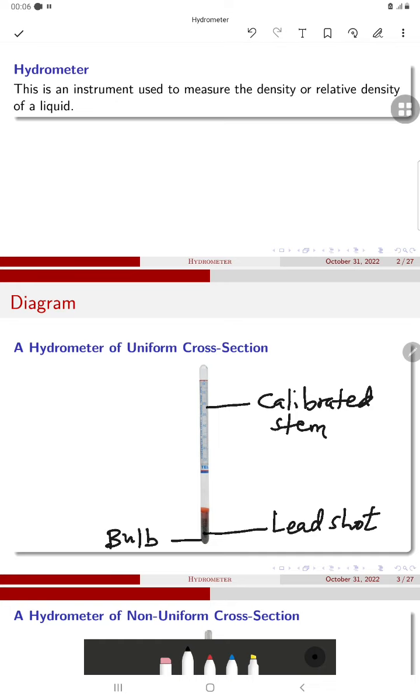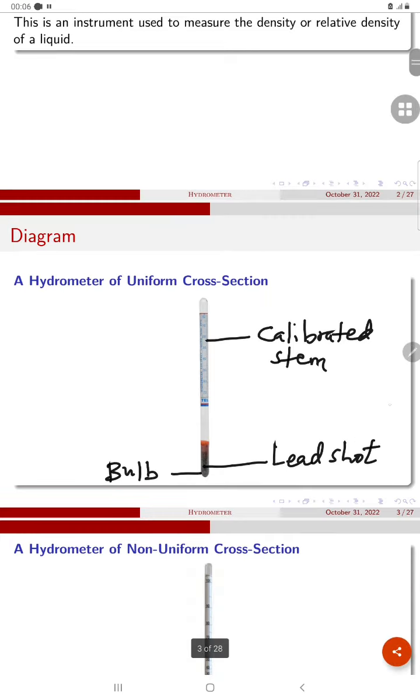So you can see that the stem, check everything over here, is uniform. There is no place bigger than the other. So we can say this is what a hydrometer with a uniform cross section is. So in calculations where they are talking about a hydrometer with uniform cross section, this is what we mean by that. Right, then let's move on.